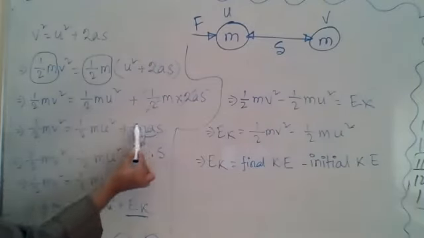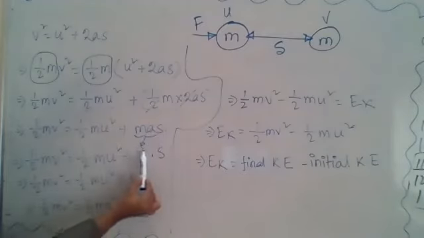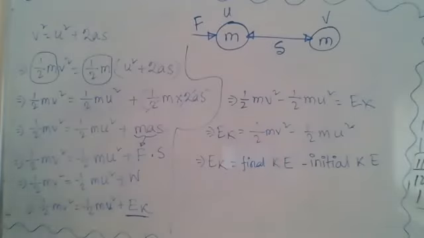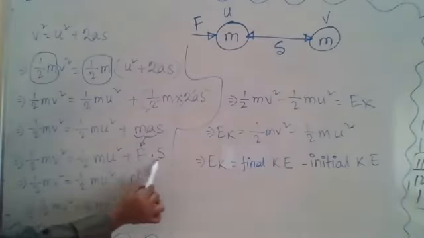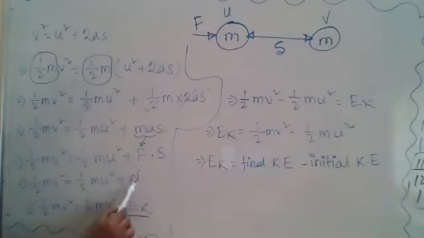Now ma can be written as F, because F is equal to ma, from Newton's second law. So force into displacement gives me the work, right? And work is equal to energy. In this case, the energy is kinetic energy, so I write Ek. Now I want to find out the value of Ek.